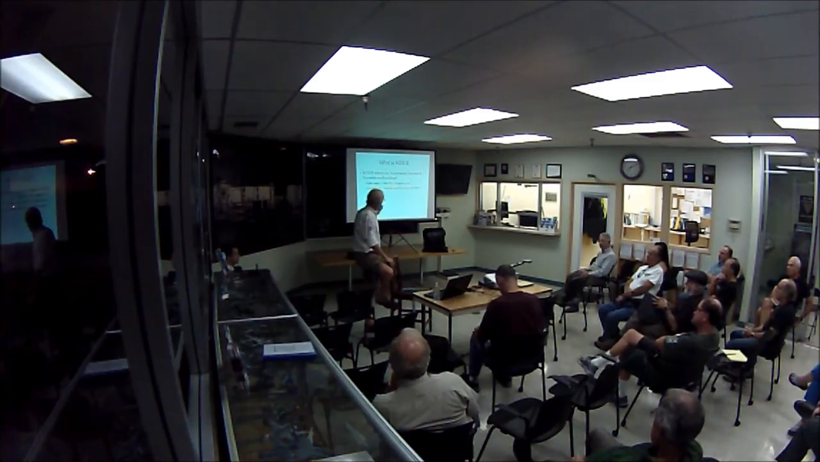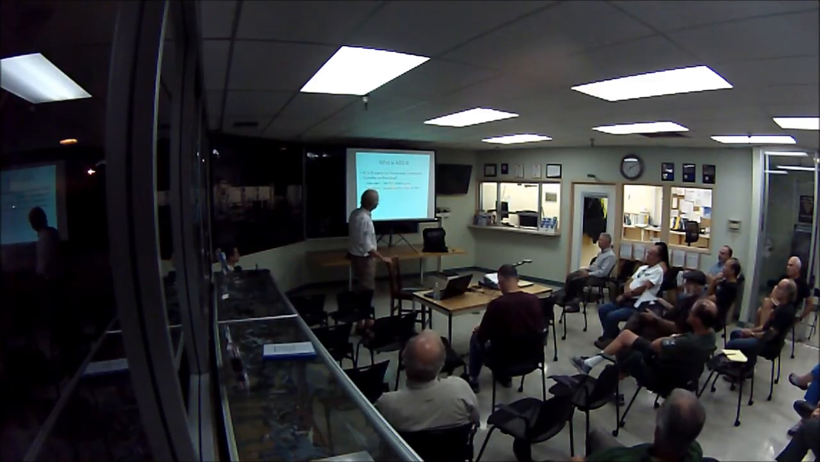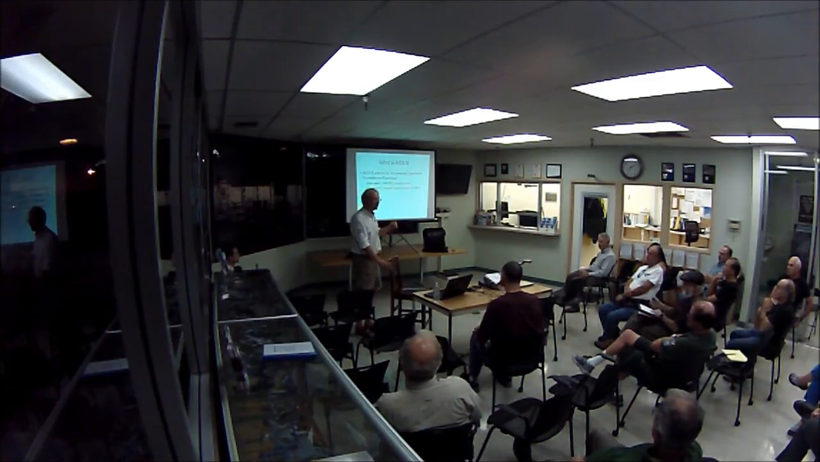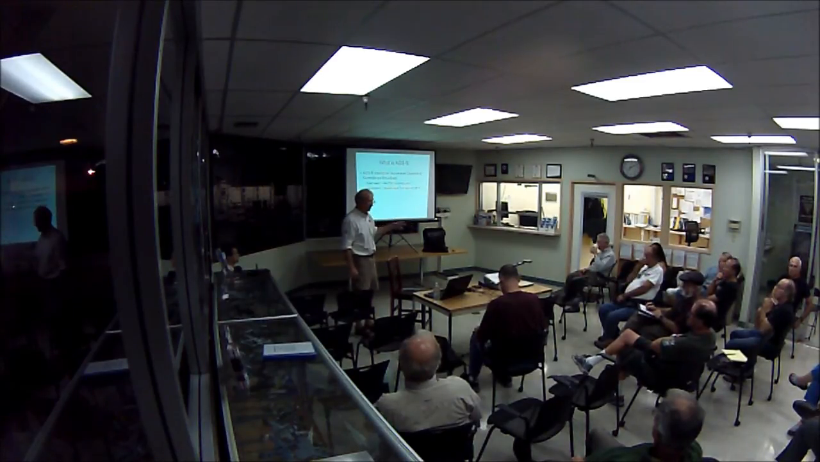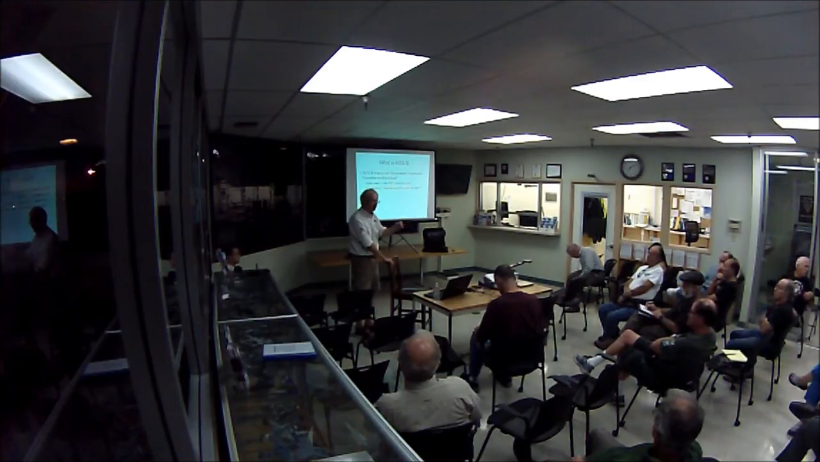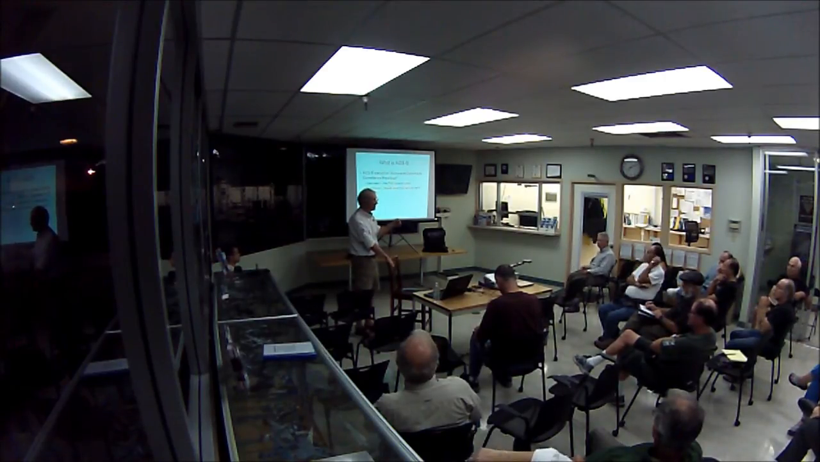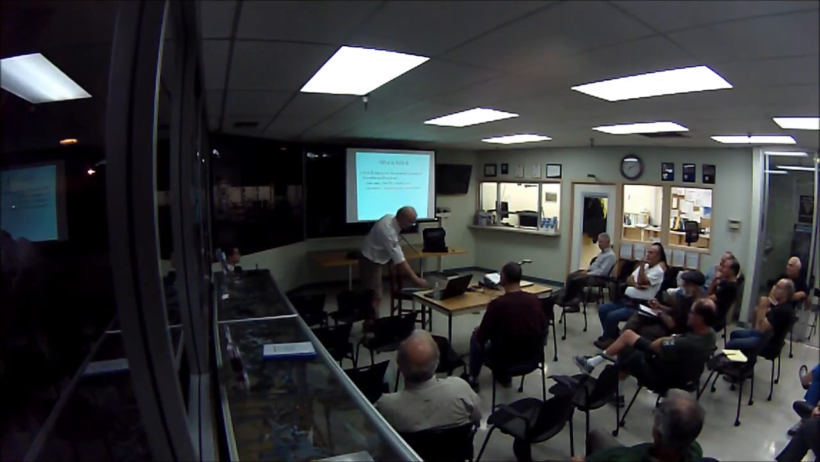So ADS-B, Automated Dependent Surveillance Broadcast, the dependent part is that the out part is dependent upon the fact that when you are transmitting your position to the world, and it's not just ATC to whom you're transmitting to the world, that output that you have needs to have a position, and it gets that position from a WAAS-enabled GPS, and it must be WAAS-enabled.